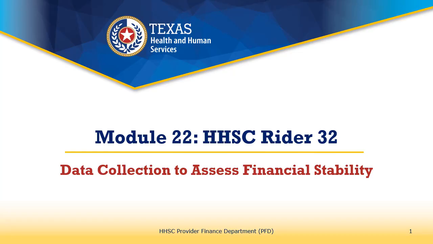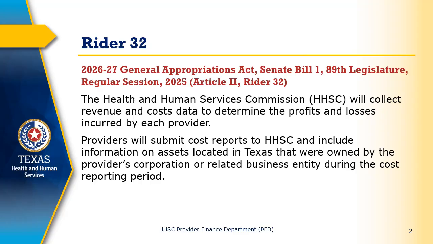In Module 22, you will learn about HHSC Rider 32 from the 2026 through 2027 General Appropriations Act, Senate Bill 1, 89th Texas Legislature, Regular Session, 2025, Article 2. This lesson will cover Rider 32 information. The Health and Human Services Commission, HHSC, shall collect information from each Medicaid long-term care provider that provides residential or facility-based services for the purpose of submitting a cost report to determine the profits and losses incurred by each provider, including any non-Medicaid revenues and costs.